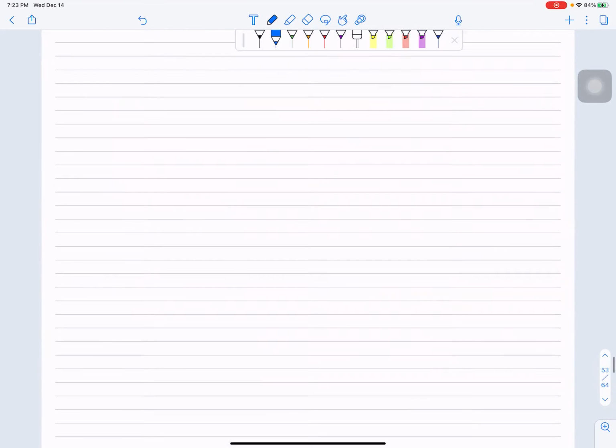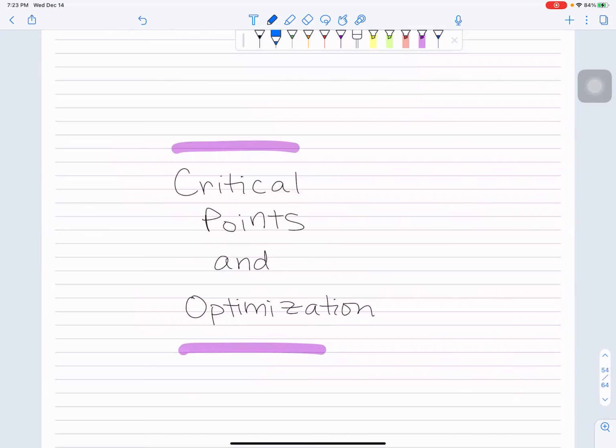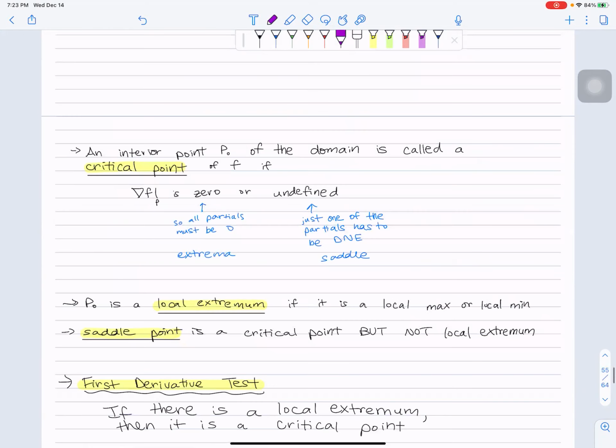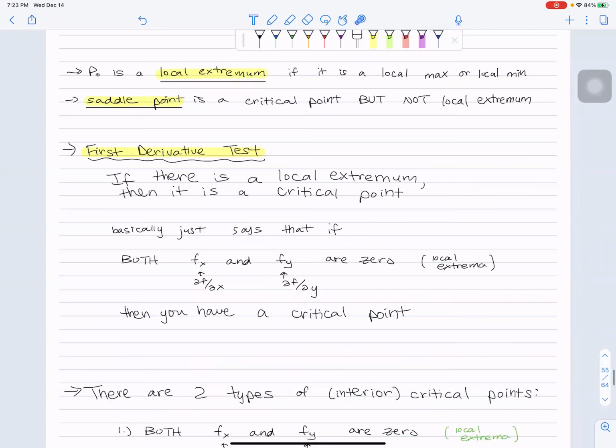Let me go to the final topic, which is critical points and optimization. For critical points, where do critical points occur? They occur when your gradient is 0 or undefined. And from that, we can find the local extremum or the saddle points. So you have 2 tests.